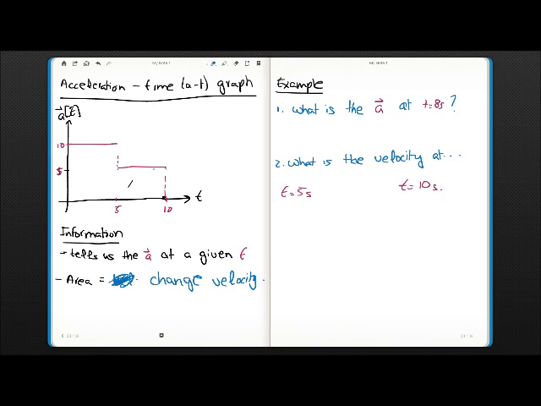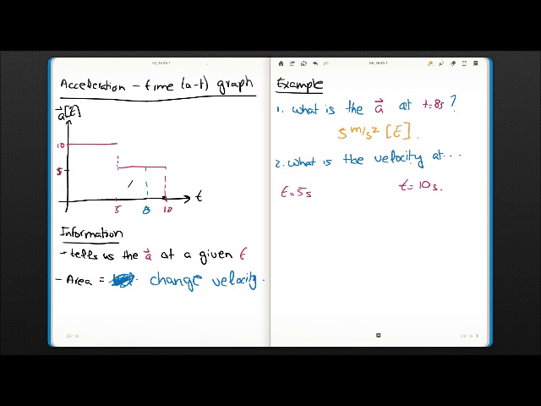So an example, what is the acceleration at t equals 8 seconds? At t equals 8 seconds, it's approximately right here, and it's 5. Therefore, it'll be 5 meters per second squared. And in this case it's not north, it's east. So I've changed the direction, so keep note of that.